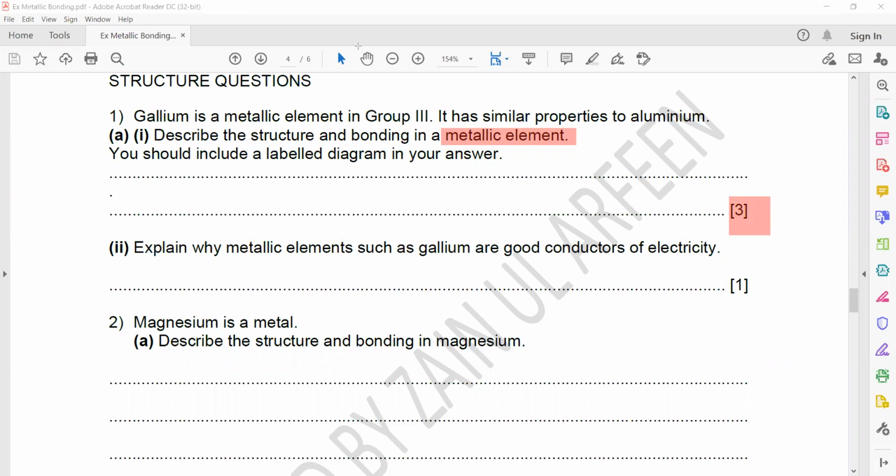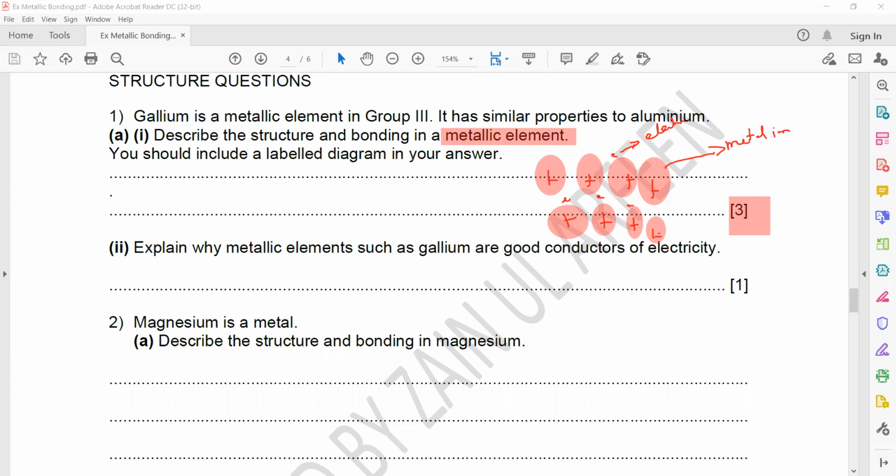When they say include a labelled diagram, you will draw a lattice of positive ions. So these all are positive ions. And the delocalized electrons which are free to move within the structure. You can shade this region, or you can write e- for electron, and it should be labelled. How do you label? This will be a metal ion, you can write metal ion or positive ion, and the other one will be electron.